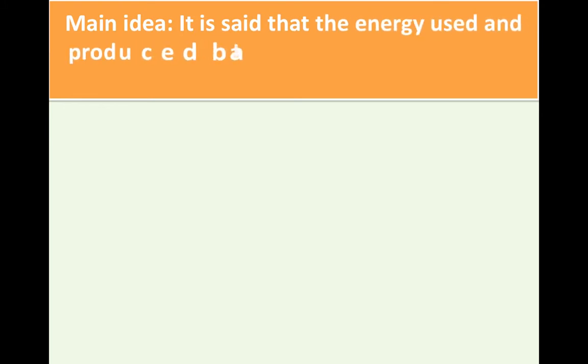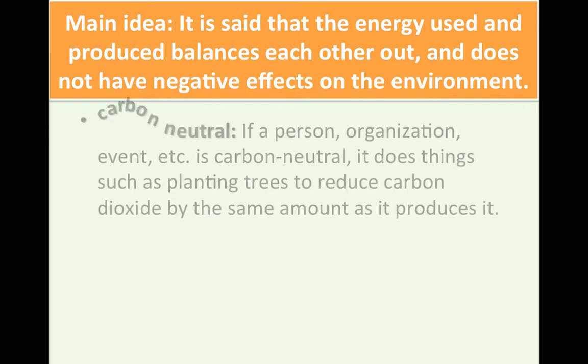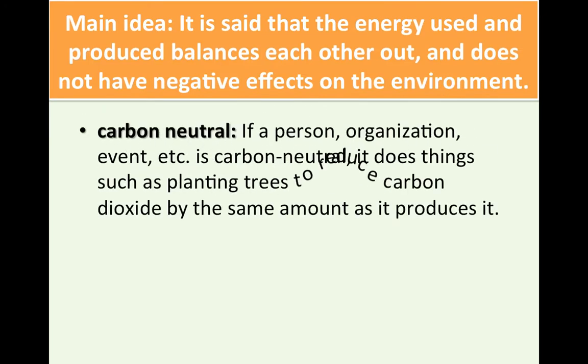Let's come to the end. It is said that the energy used and produced balances each other out and it does not have negative effects on the environment. So a neutral idea appears here: carbon neutral. If a person, organization, event, etc. is carbon neutral, it does things such as planting trees to reduce carbon dioxide by the same amount as it produces.